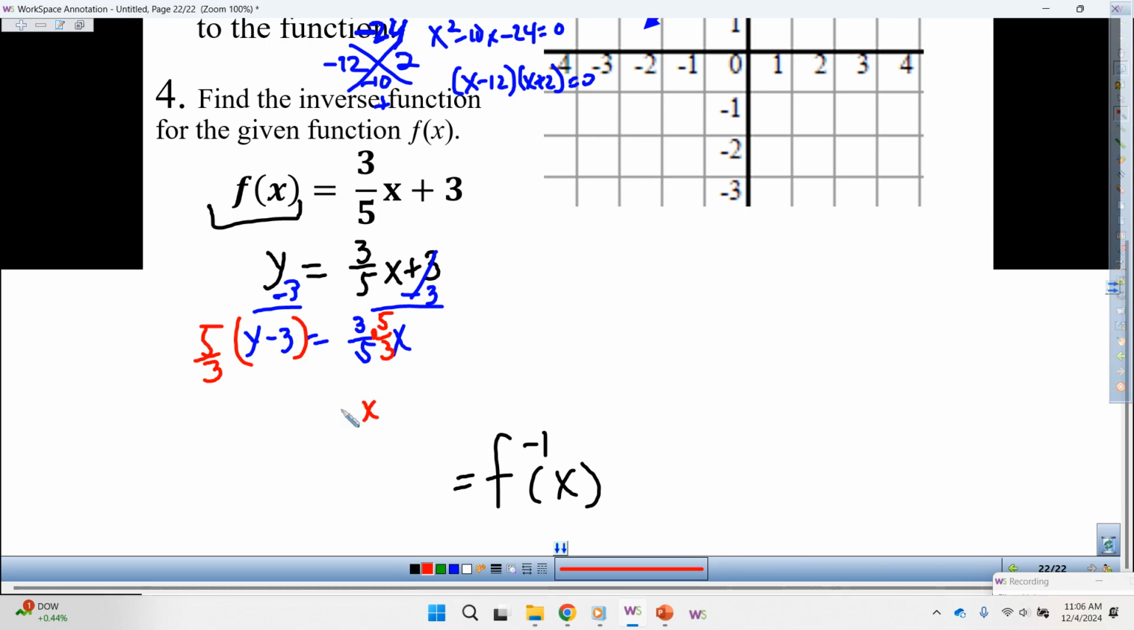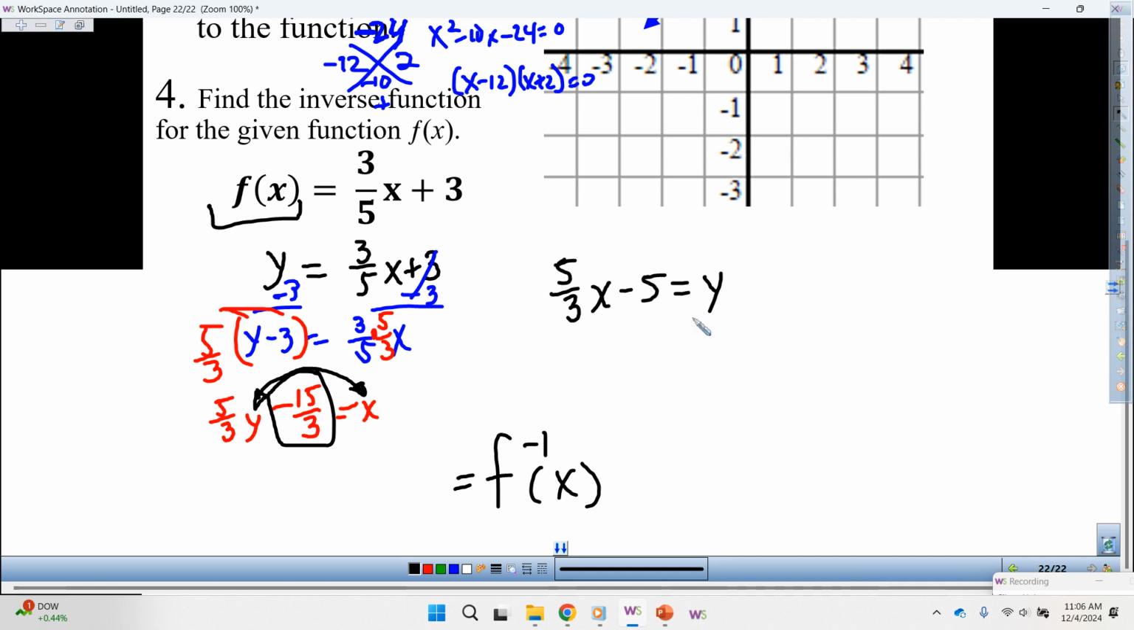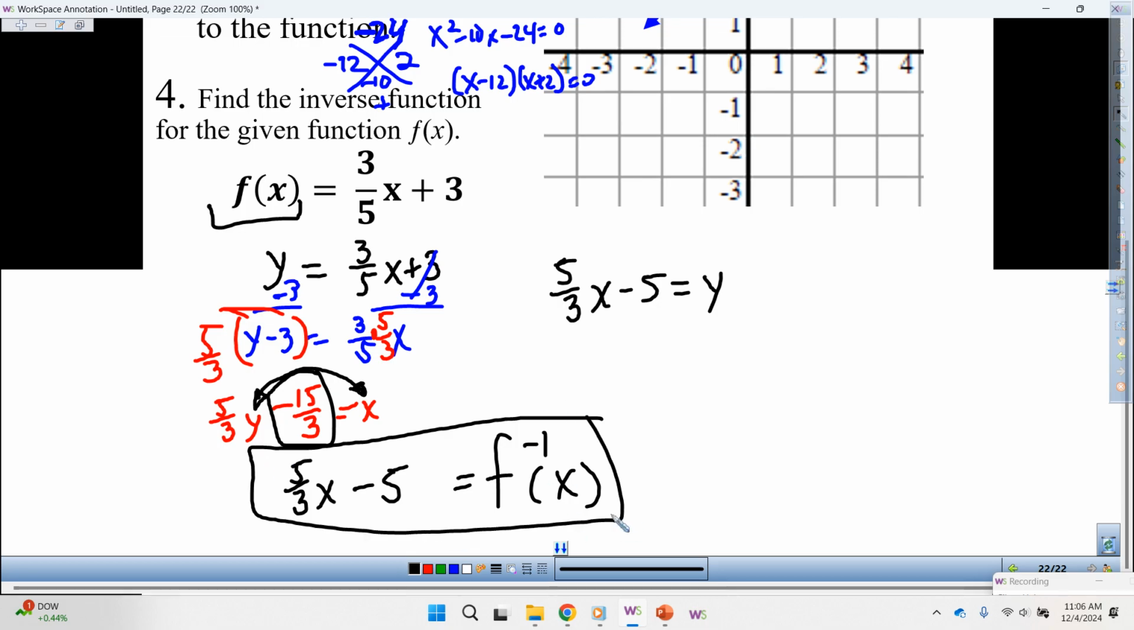So we're left with x equals, distribute, we end up with 5/3 y, and then 5 times -3 is -15/3. All right, but that's not the inverse, is it? No, until we swap the what? The variable. So it's 5/3 x, -15 divided by 3, that's -5, equals y. Therefore, my new inverse function is 5/3 x minus 5 equals f inverse of x.